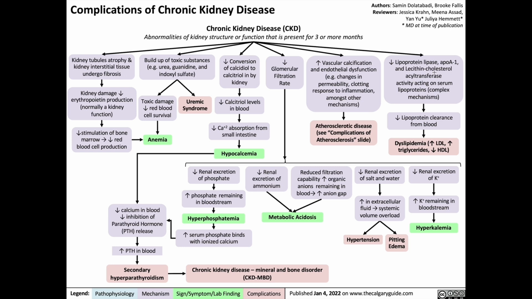Last but not least, chronic kidney disease will reduce the activity of lipoprotein lipase, ApoA1, and lecithin cholesterol acyltransferase via complex mechanisms that lead to the reduced clearance of lipoproteins from the blood, which further contributes to dyslipidemia, which consists of increased LDL levels, decreased HDL levels, and increased triglyceride levels.